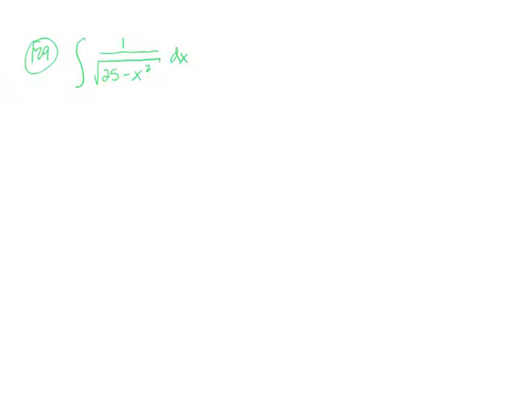Okay, because this problem has an a squared minus x squared, and we can't factor it because it's under a square root, we're going to use a trig sub. So we're going to let x equal 5 sine theta, which means that dx is 5 cosine theta d theta.